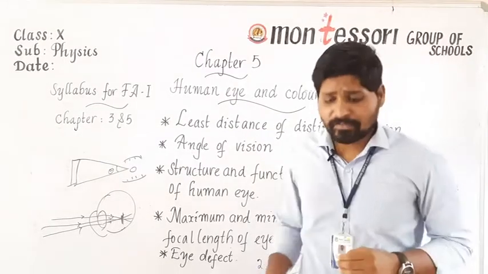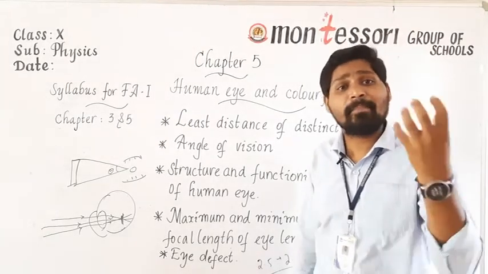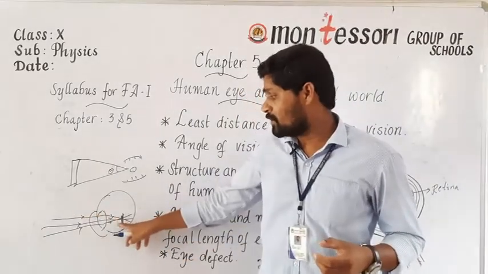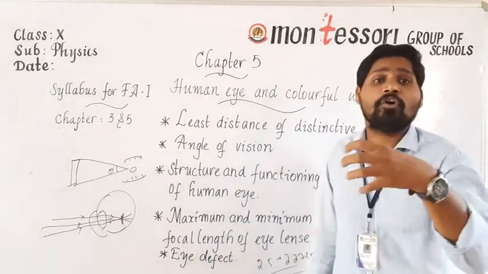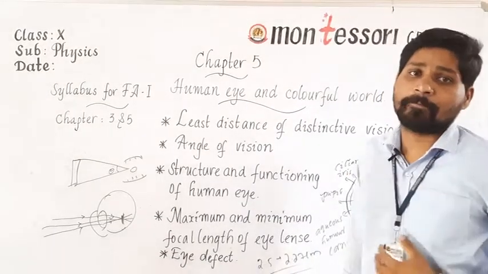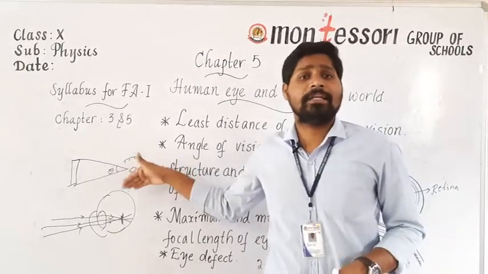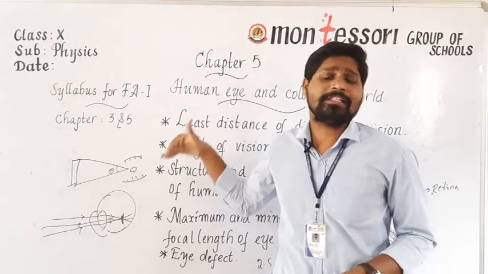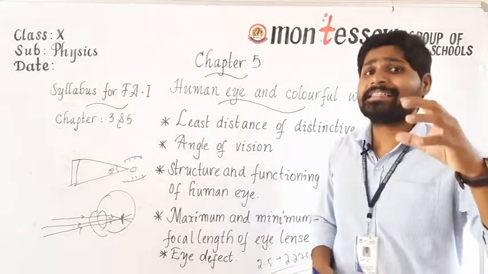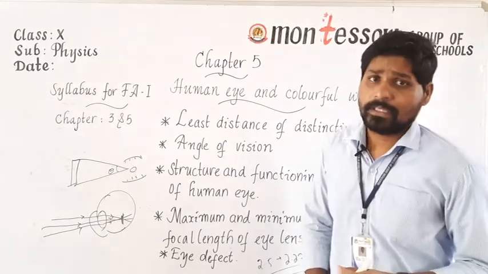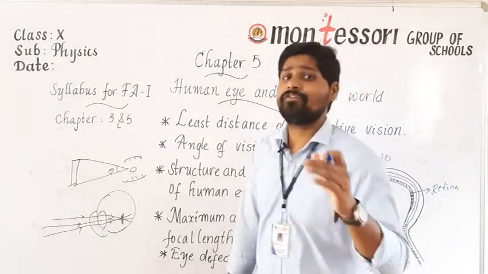How do we get myopia? If the maximum focal length of the eye lens is less than 2.5 centimeters, then the rays coming from the object, after refraction, converge or meet before the retina. The image forms before the retina instead of on the retina. Here we can also observe one more point, the far point. What is the far point? The point of maximum distance at which an eye lens can form an image on the retina.